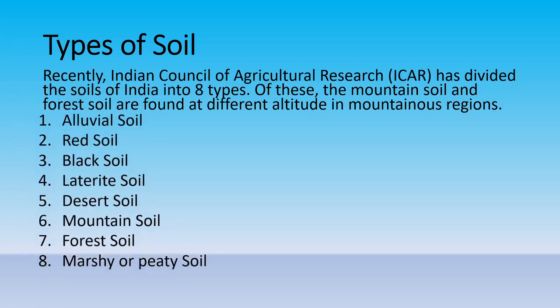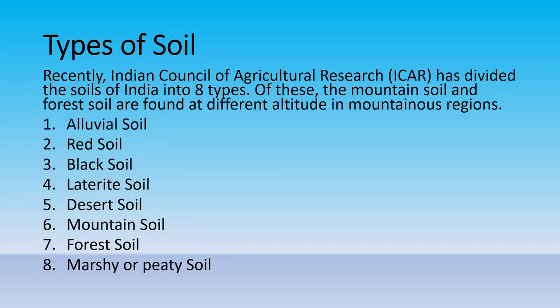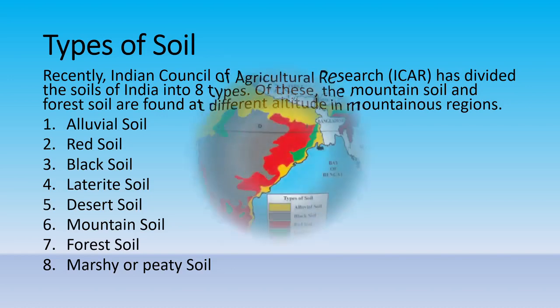So here we have these 8 types of soil. First, alluvial soil. Second, red soil. Third, black soil. Fourth, laterite soil. Fifth, desert soil. Sixth, mountain soil. Seventh, forest soil. And eighth, marshy or peaty soil. So these are 8 different types of soils generally found in India.